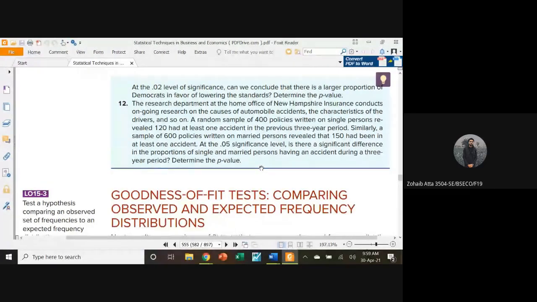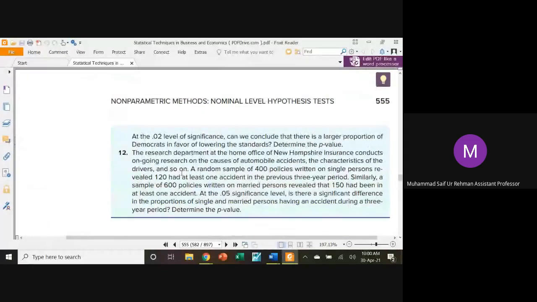Yes, sir. The word difference is there, so it will be two-tailed. Fine. So you will simply divide this 0.05 by 2. So 0.025 will be to the right side, 0.025 will be to the left side. And then you will use the formula that we have just used, and you will be able to find the answer. So this is all for today, and I suggest you solve some questions from the chapter exercises also.